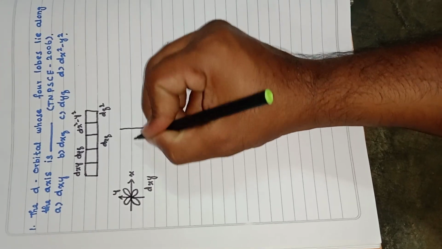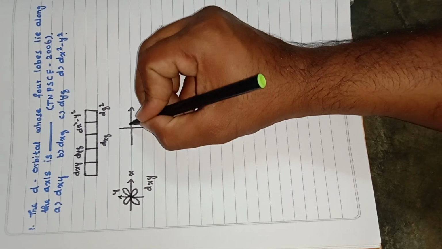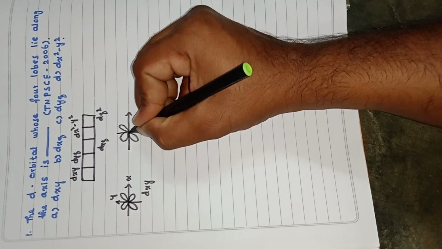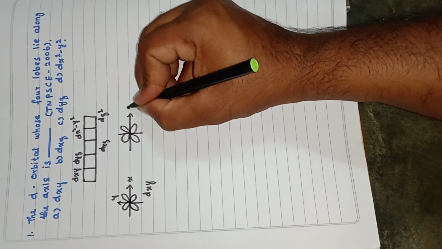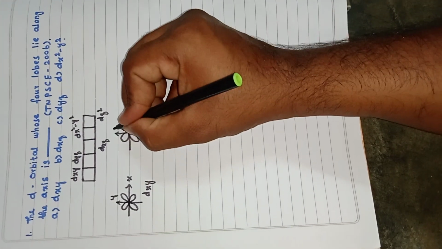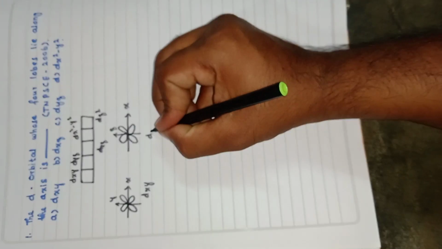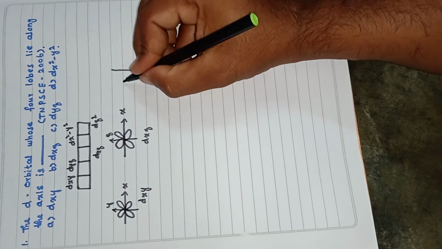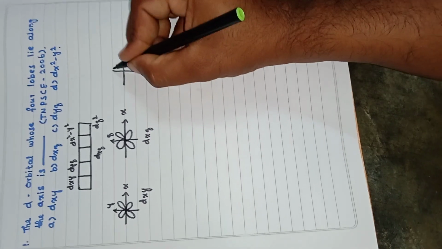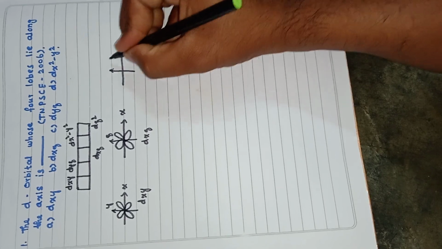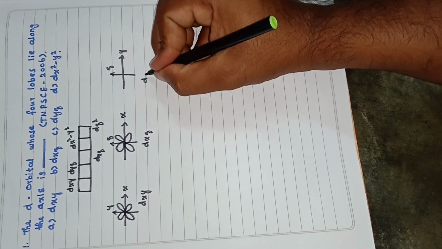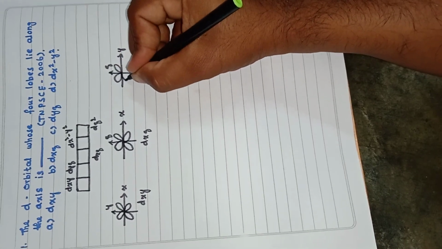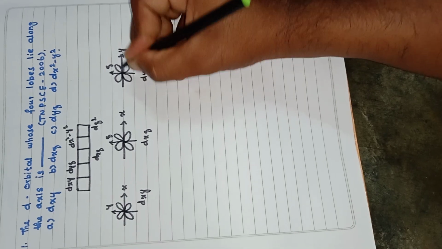Again, the 4 lobes lie in between the axes, the x-axis and the z-axis. We can write dxz. The third one is the same, 4 lobes in between the axes, namely y and z. So now we can write dyz, with 4 lobes lying between the y and z axes.